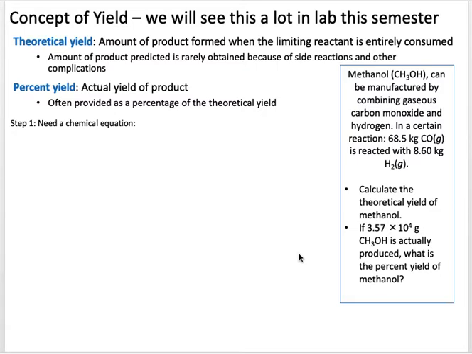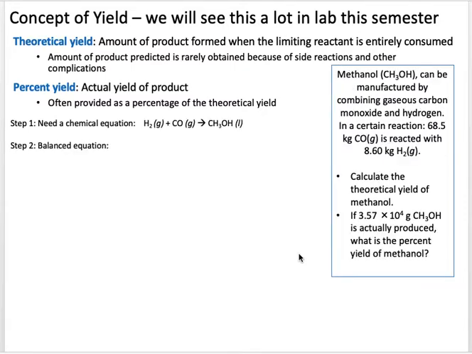Just like last time, the first thing we need to do is write a chemical equation. So I'm going to give you a moment right now: pause the video and write out your chemical equation. All right, so I know that hydrogen gas and carbon monoxide gas have to come together to make methanol. Whenever we see a chemical equation, what's the thing we should check first? Is it balanced? So go through and check to see if it's balanced. If it's not, pause the video and balance it.